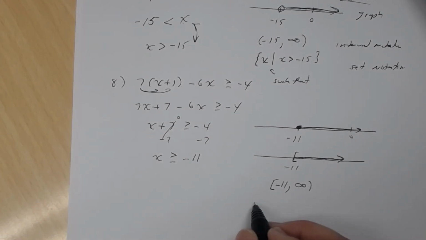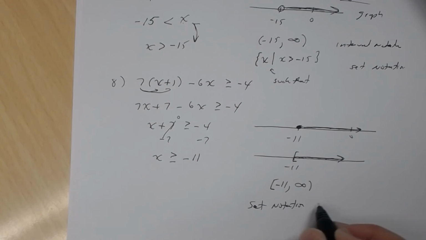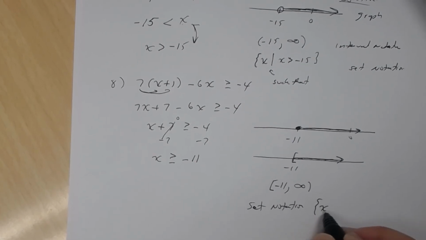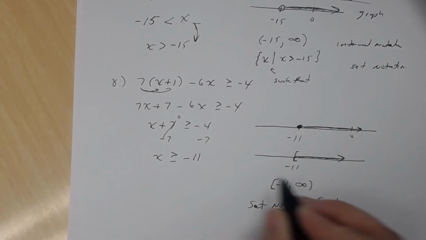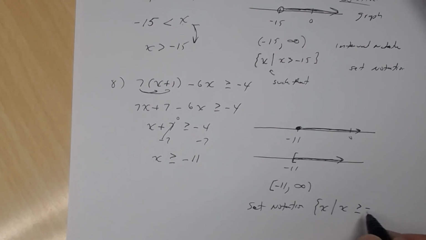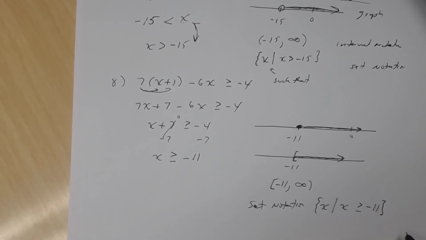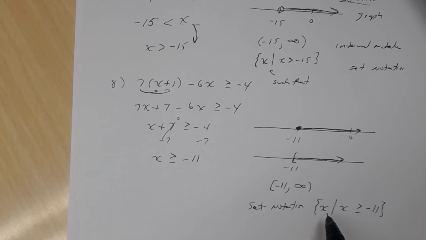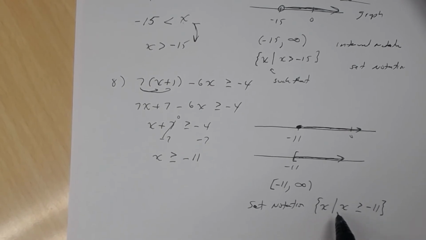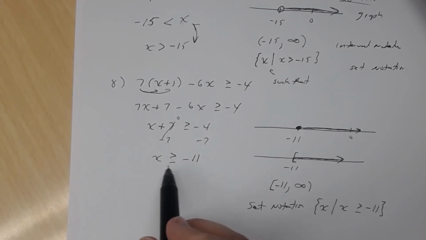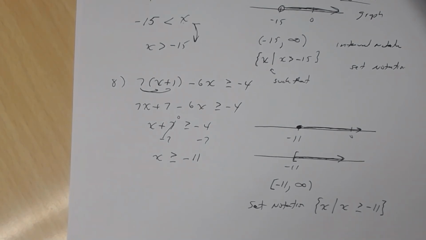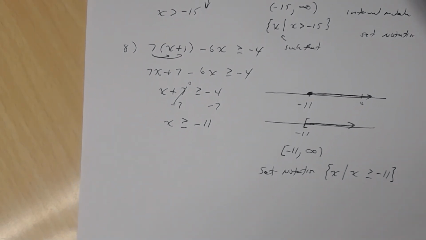Now, this is set notation. You can say the set of x's such that x is greater than or equal to negative 11, and then close your brace. Make sure you use braces. Remember, set of x's such that x, and you just write your inequality, such that x is greater than or equal to negative 11. So that's your solution set.